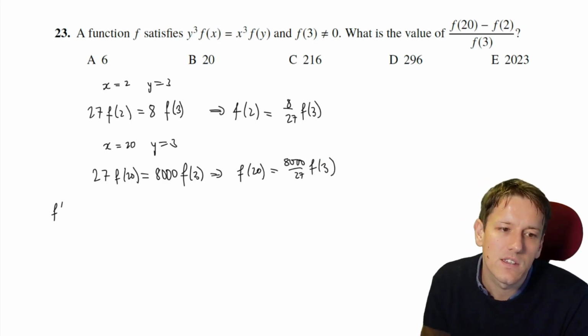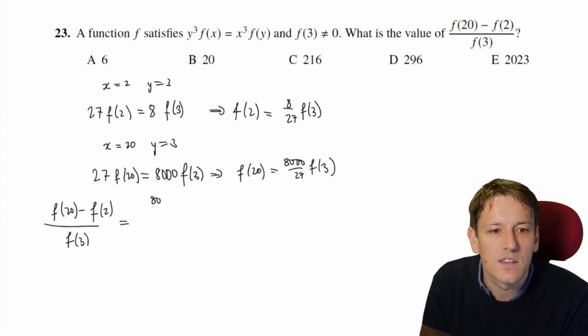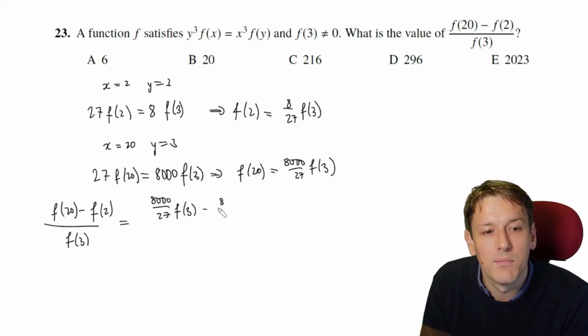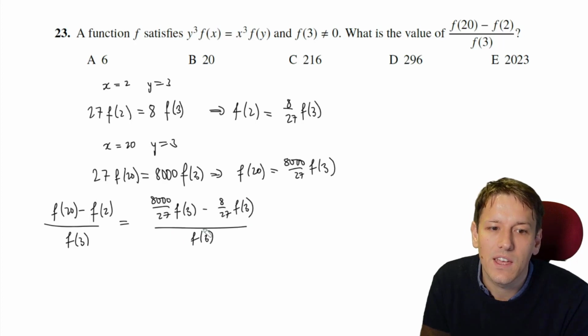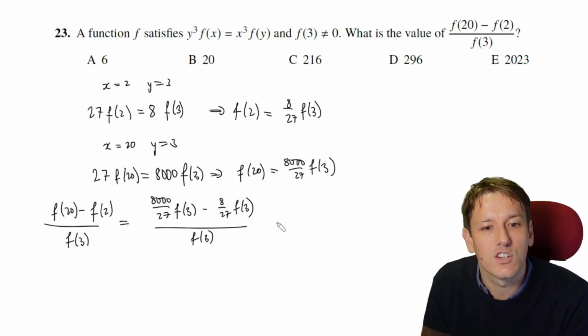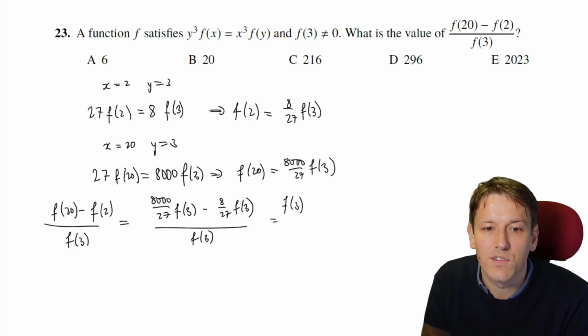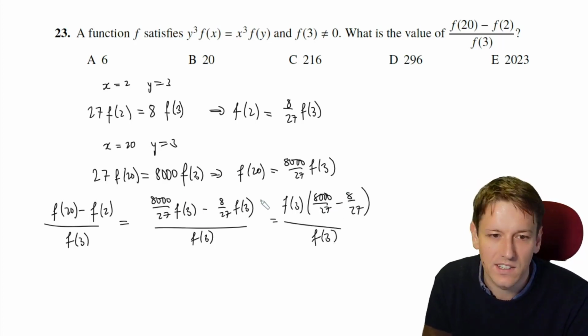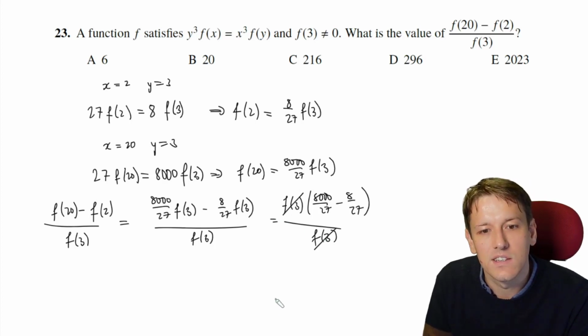So when I'm looking at this (f(20) minus f(2)) over f(3), what I've got is 8,000 over 27 times f(3) minus 8 27ths times f(3), divided by f(3). So we can factorize an f(3) in the top if you like and say this is just f(3) times (8,000 over 27 minus 8 over 27), divided by f(3), or you can just cancel it right away if you can see that, and they cancel out.